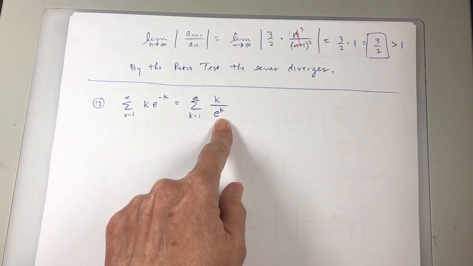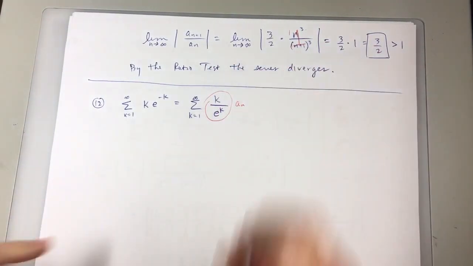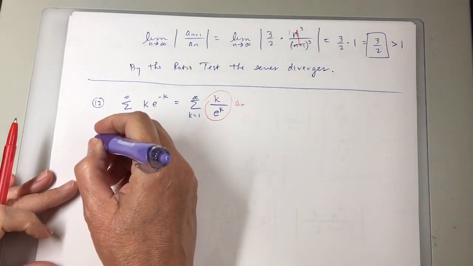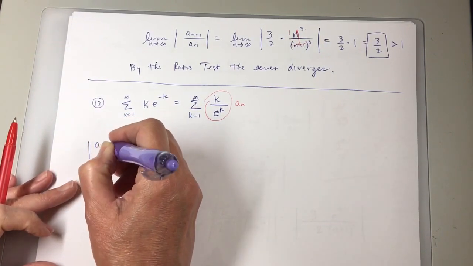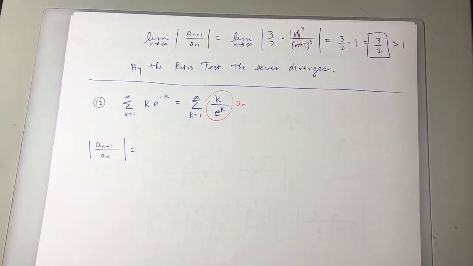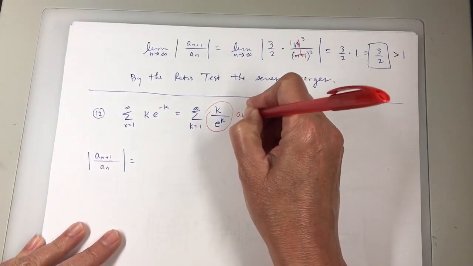So for this one, this is a sub n. Or, yes, a sub n. And then I'm going to form this ratio, the absolute value of a sub n plus 1 over a sub n. You know, I hesitated. I said this is a sub n. It's not a sub n. It's a sub k. Look at that last problem where I had n in the problem. This is a sub k.